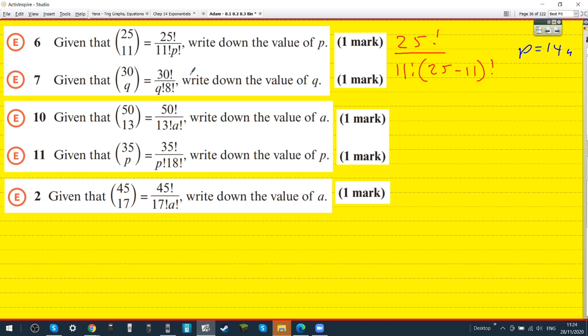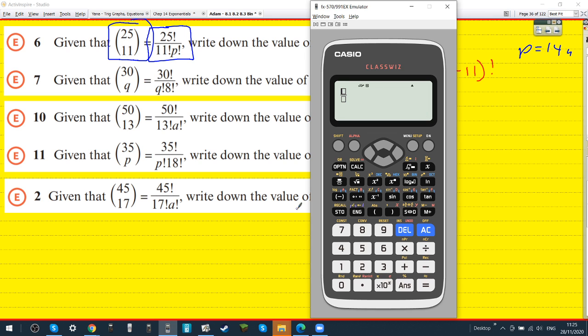Wait, I'm a bit confused. How do you know what p is? How do you know that p is 11? So p is 14 because 11 and 14 make 25. But how did you get 25 minus 11 in the denominator of the fraction? It's because I deleted it by mistake from my notes. Let's see. 25 choose 11 is this crazy number. Now I just want to do the fraction. 25. Will it let me do the factorial? I have to find this factorial. Shift, x, there it is. 11. And then that was 14.